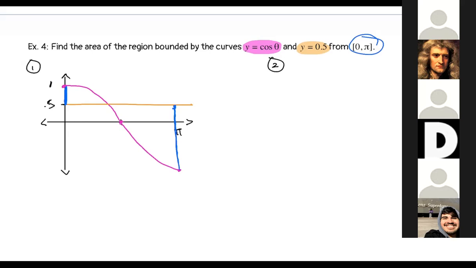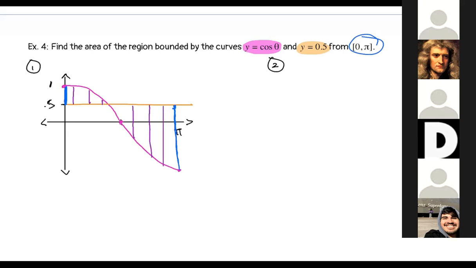Because if we look at this and we draw our rectangles, we have some rectangles here, little bitty ones, where the orange is the bottom function and the pink one is the top function. But as soon as we get to that intersection point, they switch. Now we've got the orange on the top and the pink on the bottom. So that means we're going to need a separate integral.